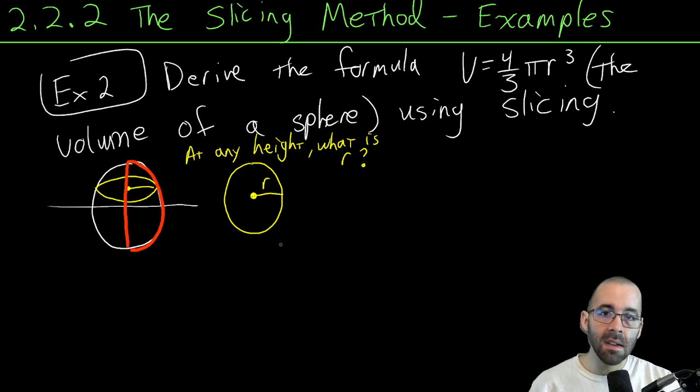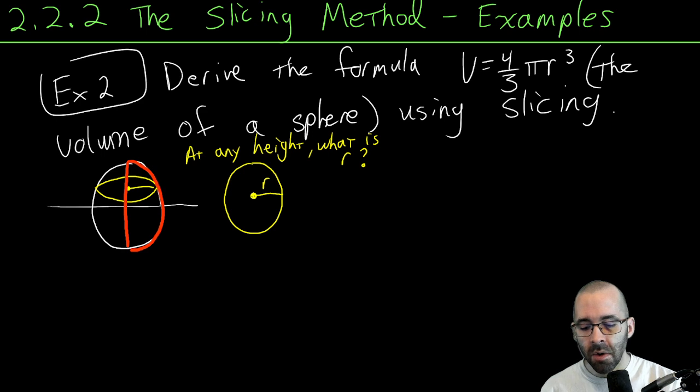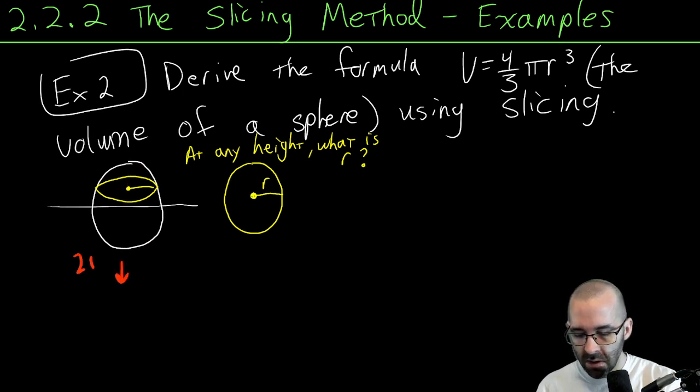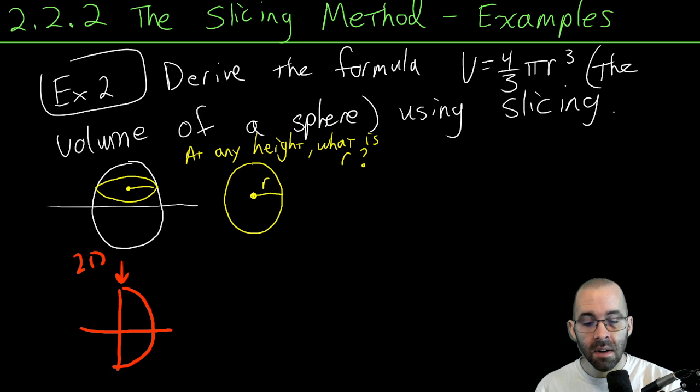Let's look at the side of this sphere. Let's go into 2 dimensions, and let's just look at this semicircle. What's the equation of this semicircle right here? Well, a circle is x squared plus y squared is r squared. And that's exactly what we have right here.